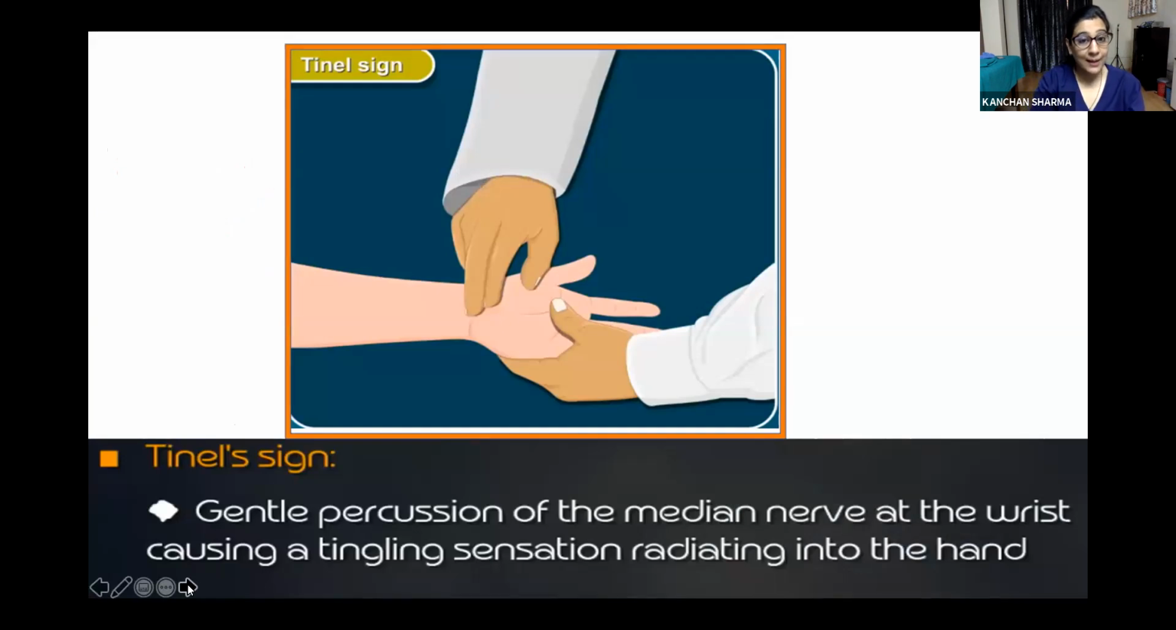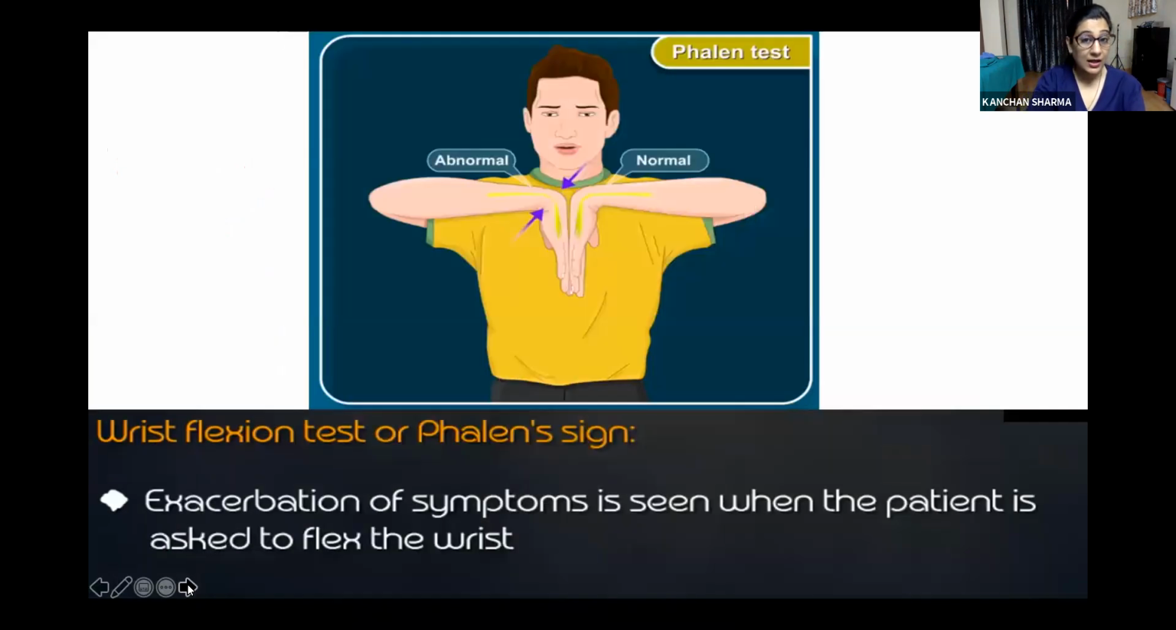Tinel's sign. You tap on the median nerve exactly on the center of your wrist joint, and you just percuss it with two fingers like this. I'll be showing you. That will cause a tingling sensation which will radiate into the hand. Then this is the Phalen sign. This is the reverse namaste sign. Again, we are flexing the median nerve, so that will aggravate the pain.